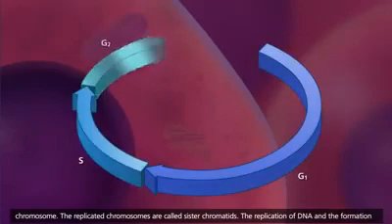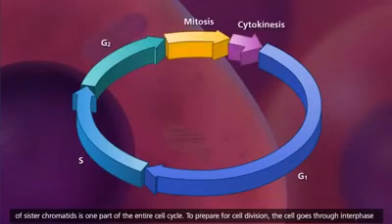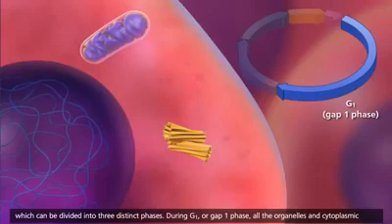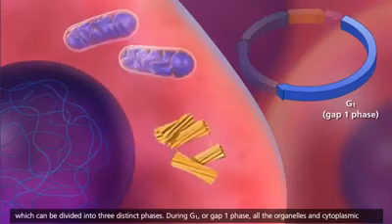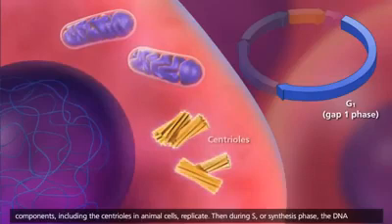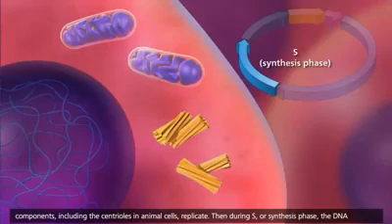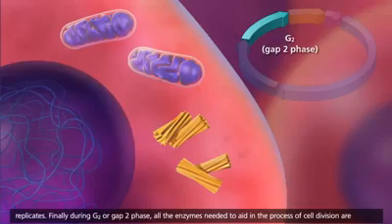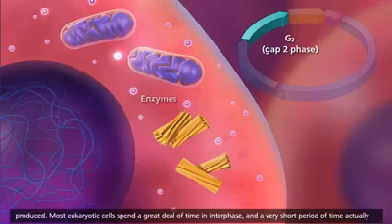The replication of DNA and the formation of sister chromatids is one part of the entire cell cycle. To prepare for cell division, the cell goes through interphase, which can be divided into three distinct phases. During G1, or Gap 1 phase, all the organelles and cytoplasmic components, including the centrioles in animal cells, replicate. Then during S, or synthesis phase, the DNA replicates. Finally, during G2, or Gap 2 phase, all the enzymes needed to aid in the process of cell division are produced.